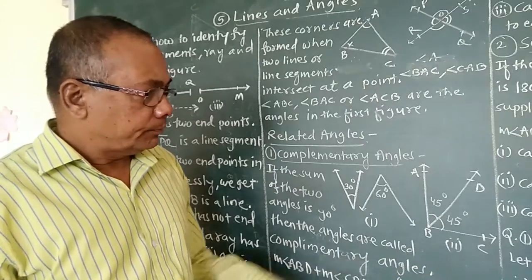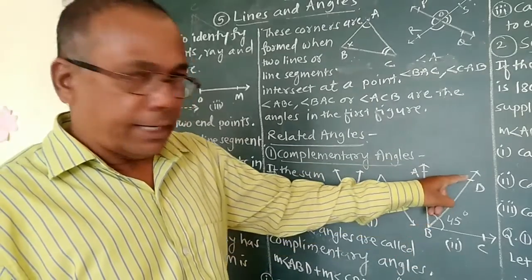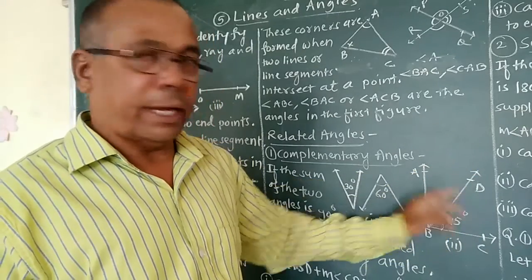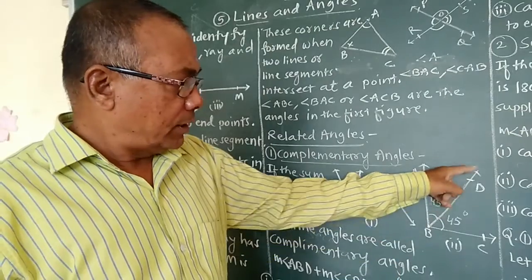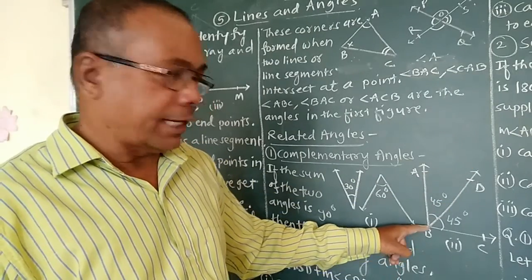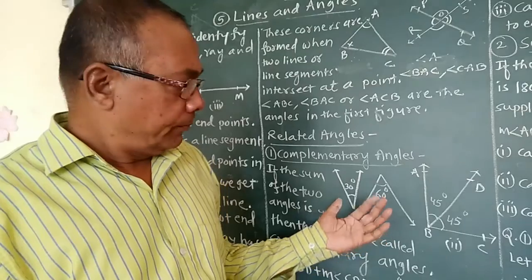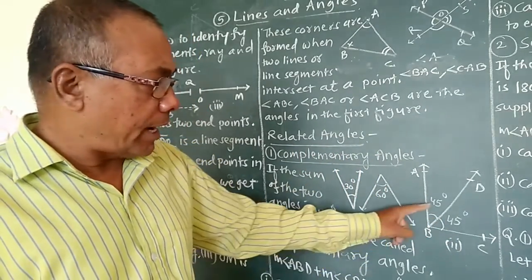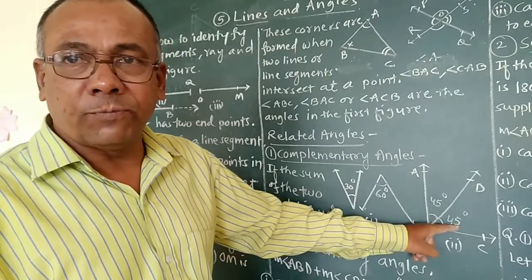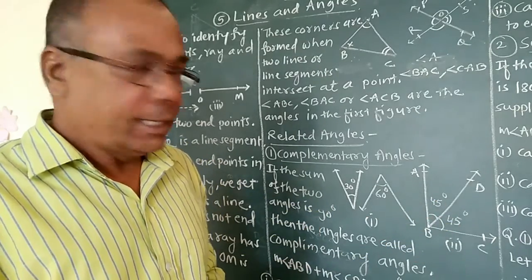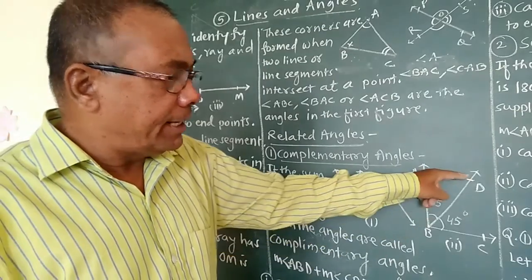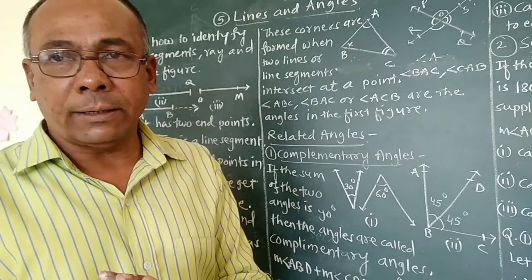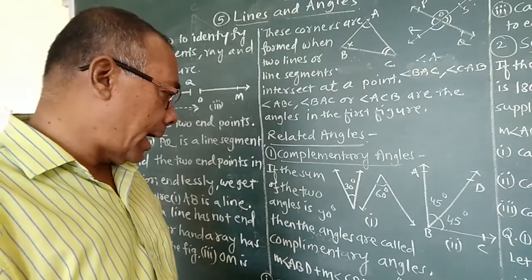So here angle ABD and angle CBD, these two angles have one side common, and one vertex common, and therefore these two angles are adjacent angles. And if we add these two angles, that is 45 plus 45, it is also 90 degrees, and therefore angle ABD and angle CBD are complementary angles.